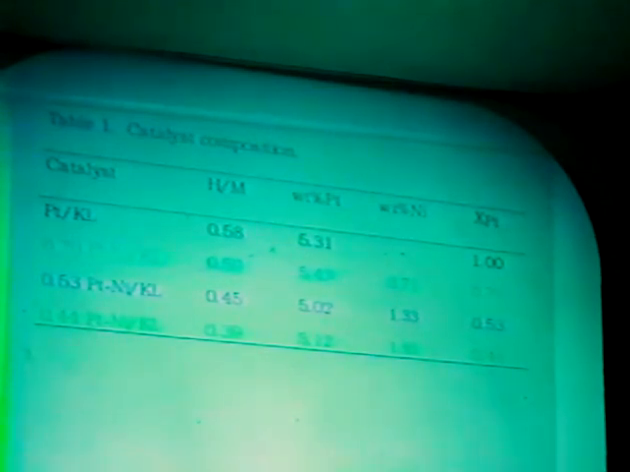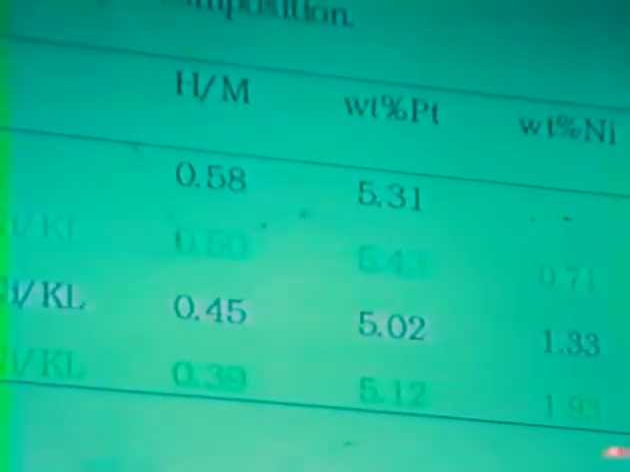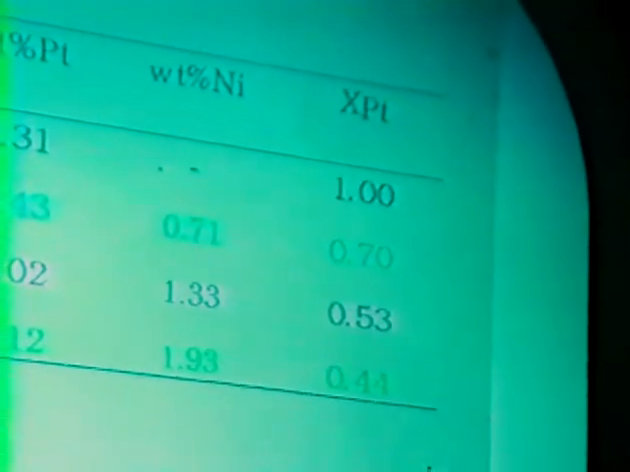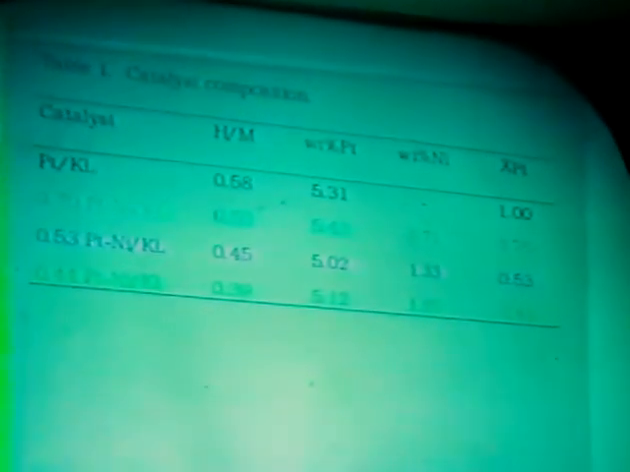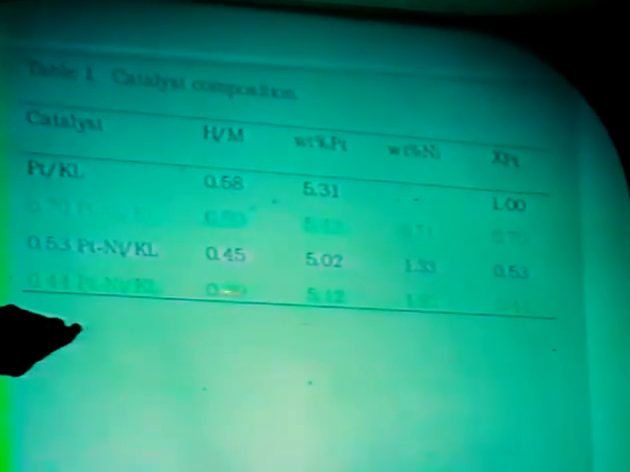I'm going to spend most of my time talking about these four samples where we keep the platinum content high but constant, and we add nickel to it such that we get up to an atomic ratio of 1 platinum up to about 0.44 platinum, 0.6 nickel. The apparent dispersion seems to be going down as we add the second metal. That is probably the result of the high metal loading we've used here.